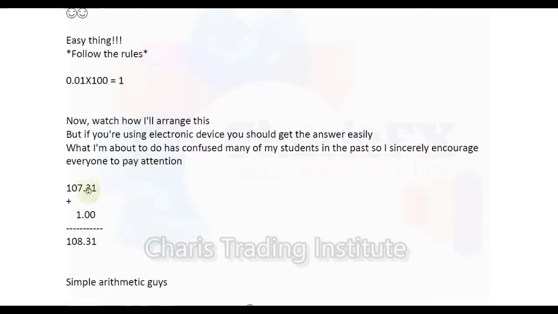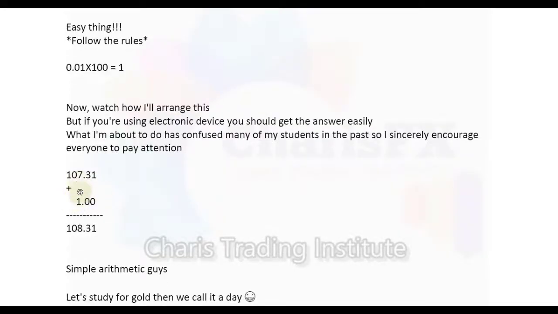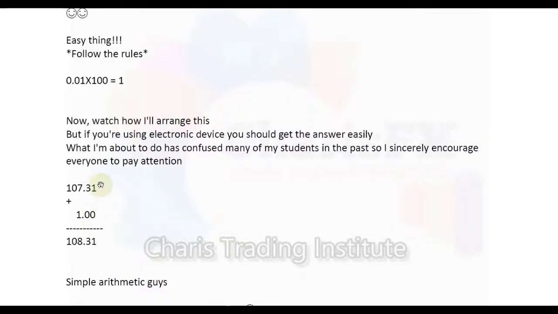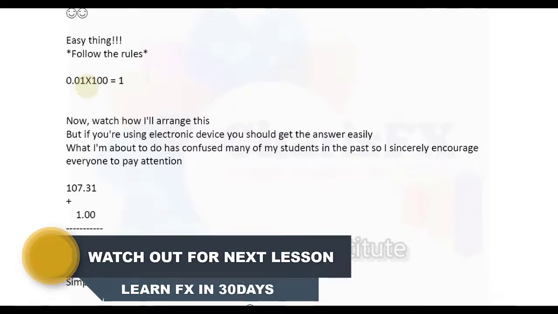How do you do that? You just do it: 107.31 plus 1.00. This is simple arithmetic, and I really believe that we understand how to do this. Okay, 1.00, because when you multiply 0.01 times 100, it's supposed to give you 1.00. That's what you are supposed to get once you multiply 100 times 0.01. It's going to give you 1.00.